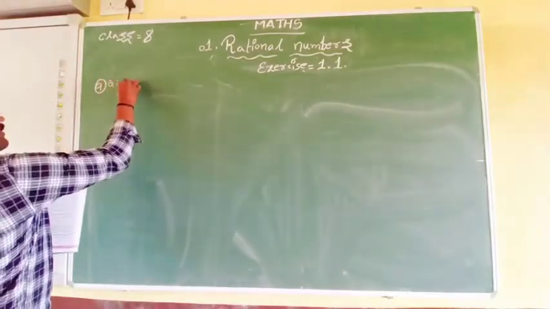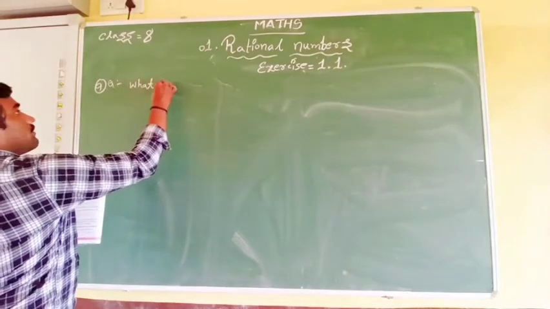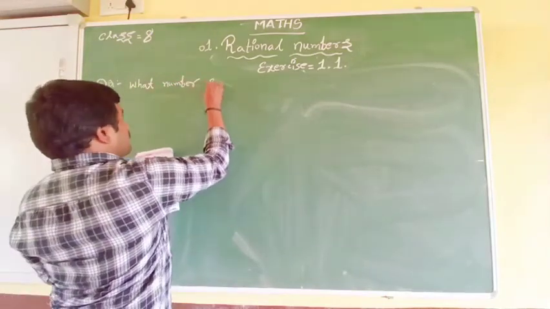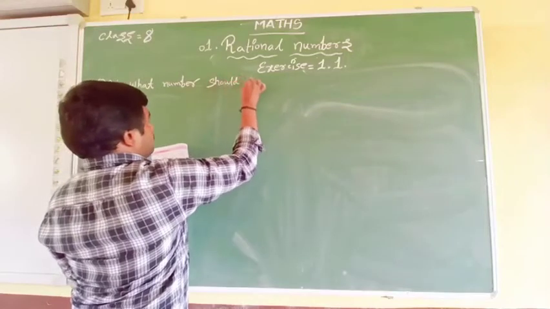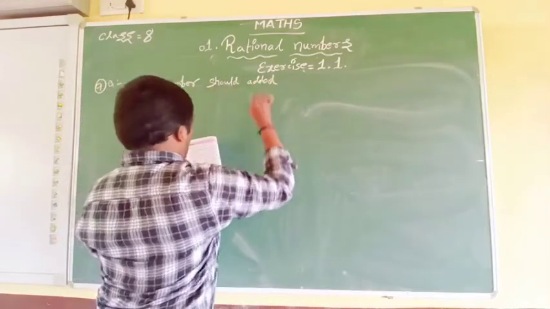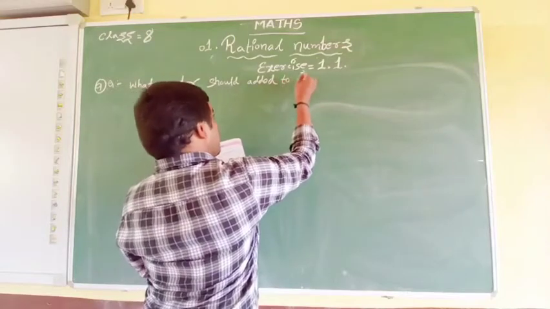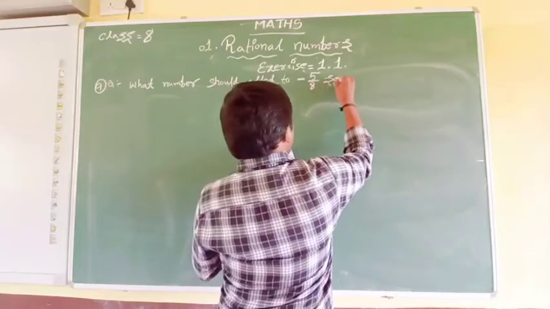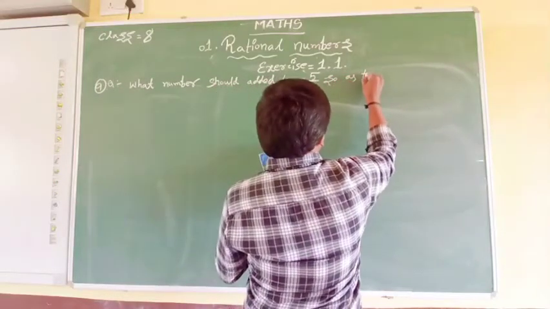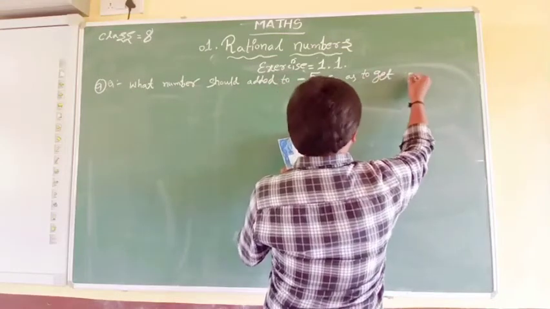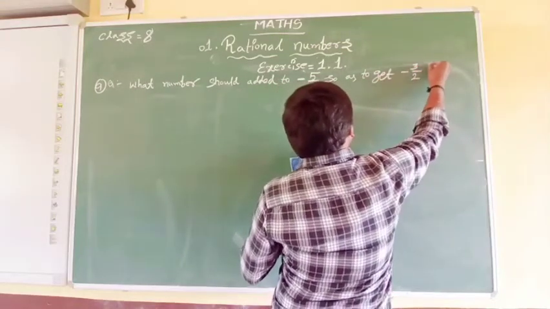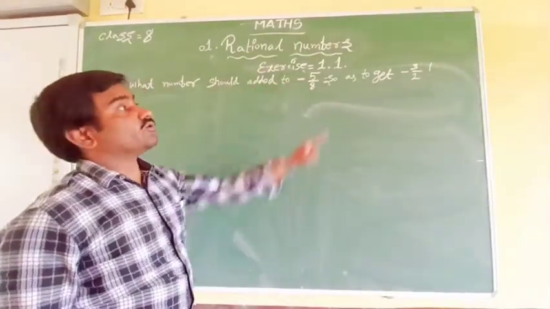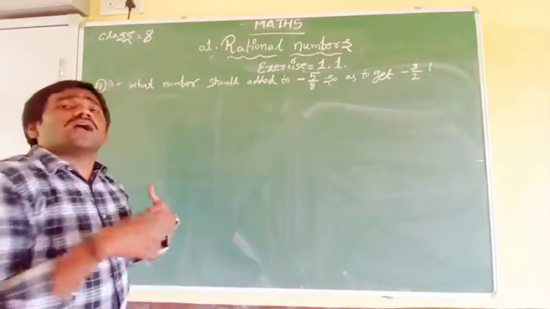Ninth question. What number should be added to minus 5 by 8 so as to get minus 3 by 2? So what number should be added to the minus 5 by 8 to get the answer as minus 3 by 2? We don't know what number should be added.